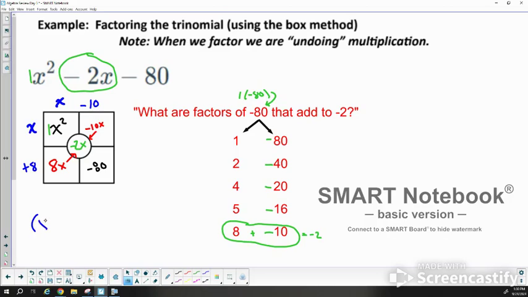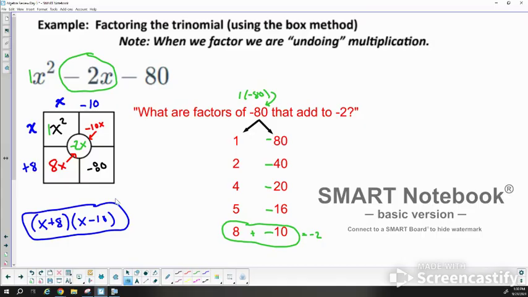Remember, you're not done when you fill out the box. You are done when you write your answer as a product of 2 binomials. So the original trinomial is now factored into x plus 8 times x minus 10. And if you wanted to check your work, use your box. Put in x plus 8, x minus 10, and it should all work out.